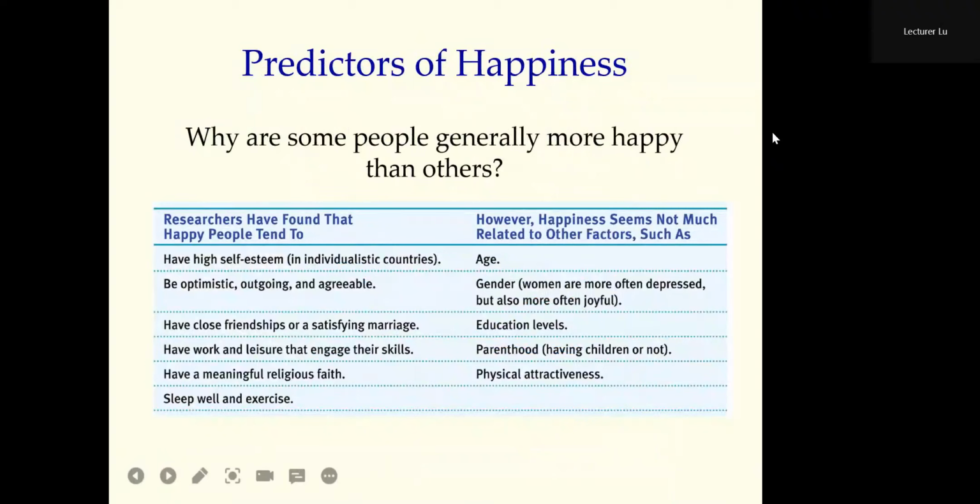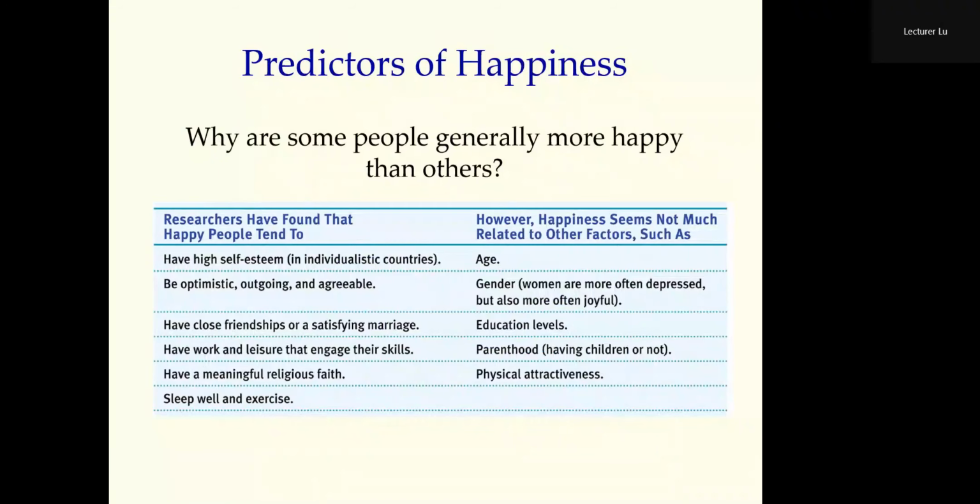And here are the predictors of happiness based on the research results. Why are some people generally more happy than others? Researchers have found that happy people tend to have high self-esteem, be more optimistic, outgoing, and agreeable, have close friendships or a satisfying marriage, have work and leisure that engage their skills, have a meaningful religious faith, sleep well, and exercise. However, happiness seems not much related to other factors, such as age.